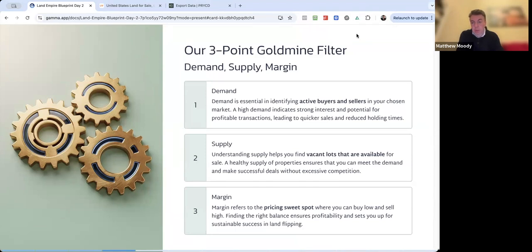And the last point, which is obviously the most important, is the margin. So, from a margin perspective, Frank, I know when you're speaking on the phone, you're talking to our sellers, what's the sweet spot that you're typically looking for as an indicator of, shall we do this deal?